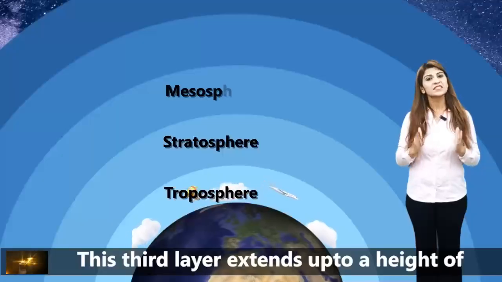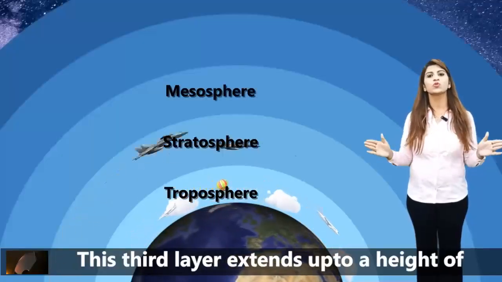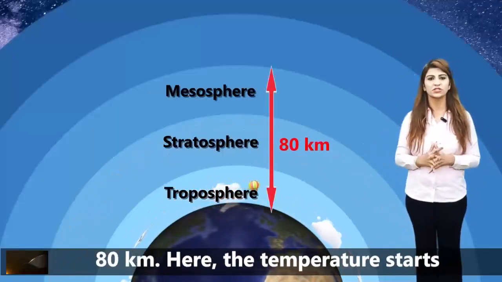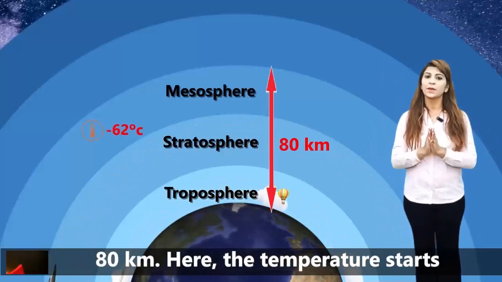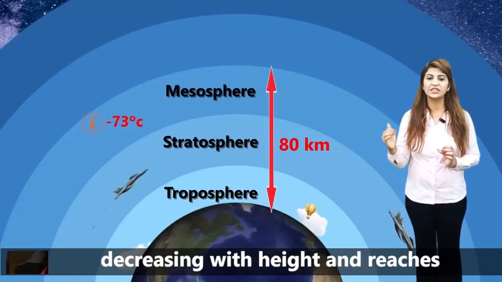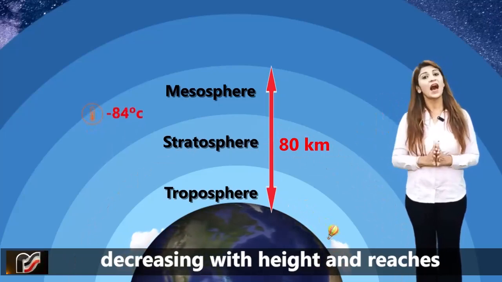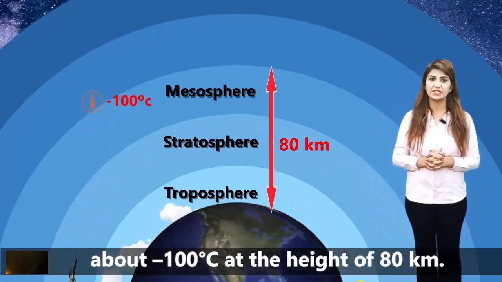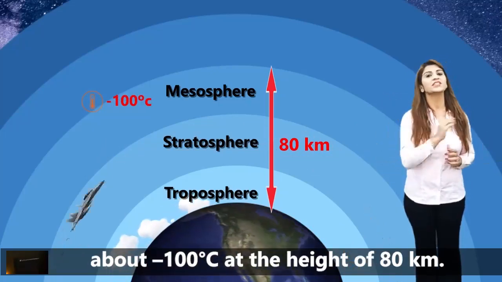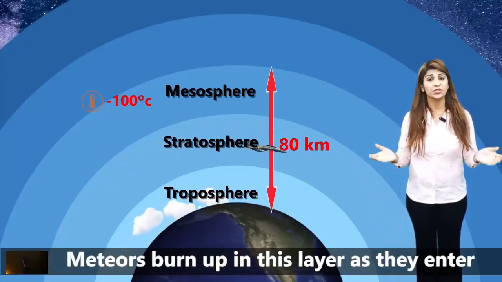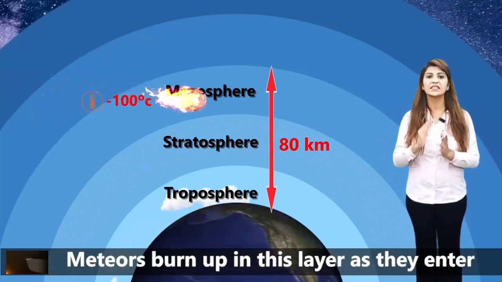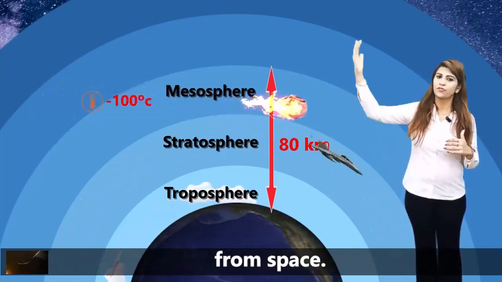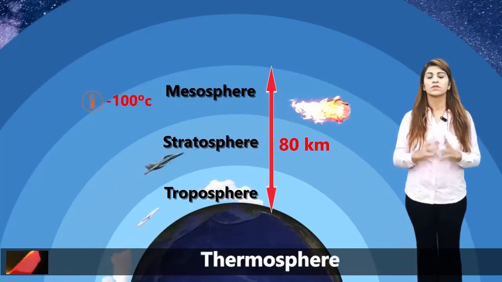Mesosphere. This third layer extends up to a height of 80 kilometers. Here, the temperature starts decreasing with height and reaches about minus 100 degrees Celsius at the height of 80 kilometers. Meteors burn up in this layer as they enter from space.